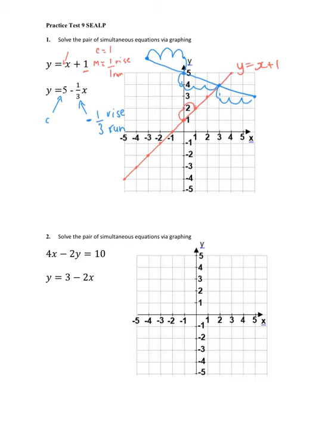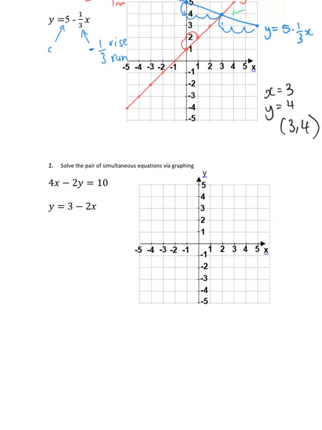Okay, so we've got our two equations, y equals x plus 1 and y equals 5 minus 1/3 of x. Our solution is where they cross over, this point in here. That is when x equals 3, and when y equals 4. So if you want to do it as coordinates, 3, 4.